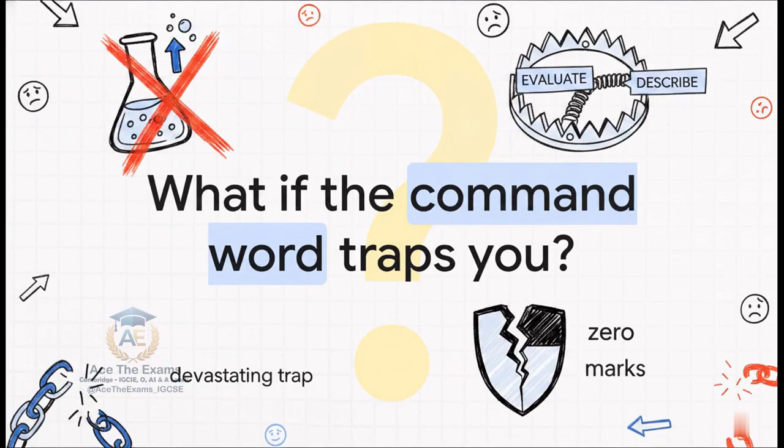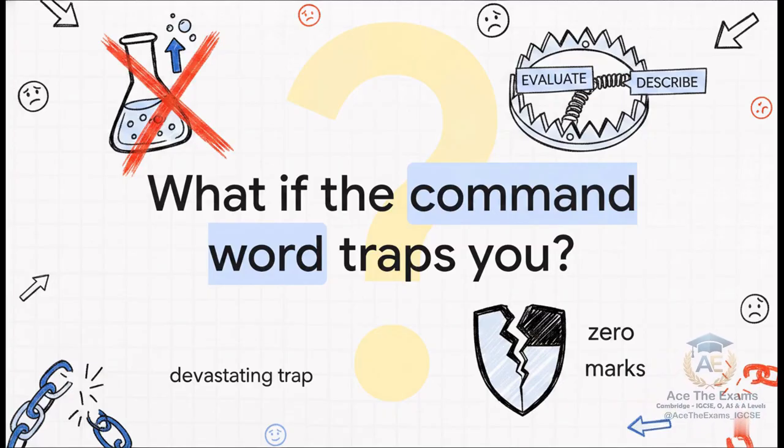But here is a critical question for you. You've mastered osmosis, but what if the command word traps you? You now have the perfect theoretical framework for water potential, but there is a hidden cause of lost marks that happens when you misinterpret the specific exam command words. Think about it. You could know everything about osmosis, but if the question demands you evaluate and you simply describe, you will score 0 marks for that section. It is a devastating trap.